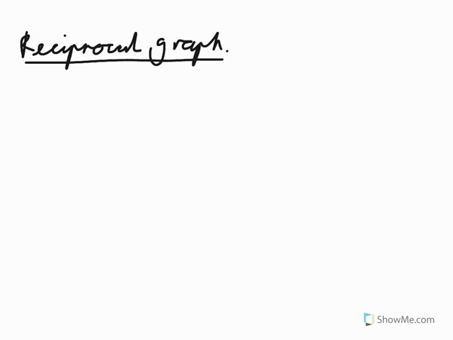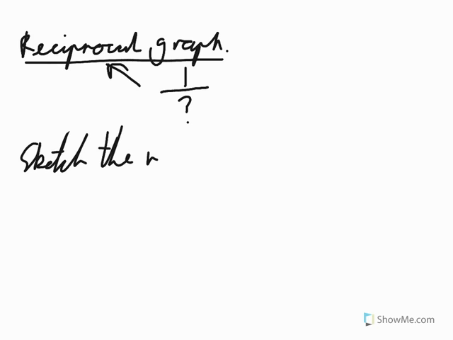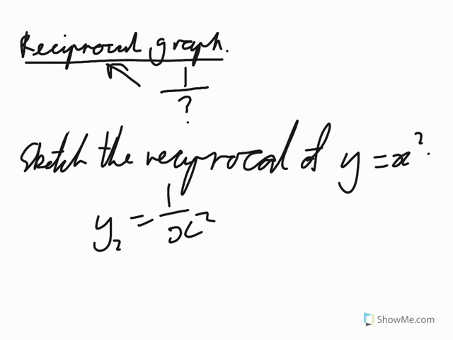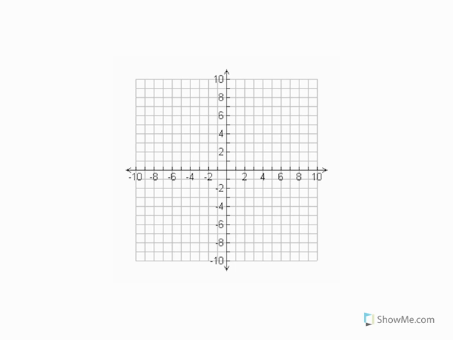A reciprocal graph. A reciprocal means 1 over that thing. So if I'm going to sketch the reciprocal of, say, y equals x squared, then that reciprocal will be 1 on x squared is what we're going to sketch. So again, let's have a look. And right, so I'll have a look, and first of all, let's put x squared on there.